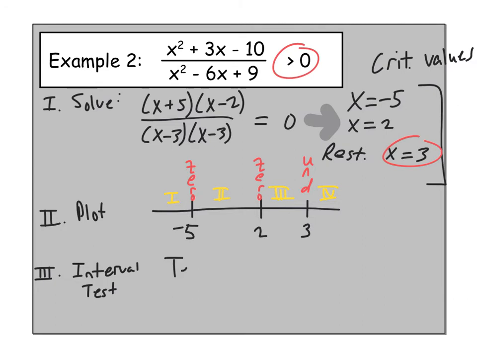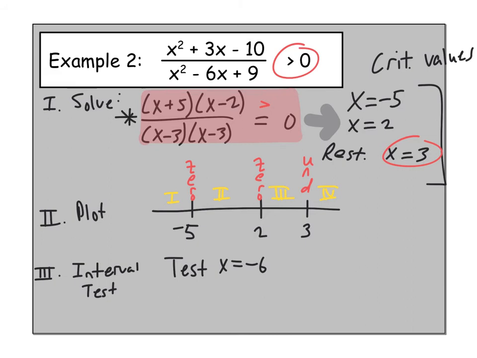Let's test in interval one. I need a number less than negative 5. I'm not going to get crazy. I'm just going to use negative 6. Okay, and when I test it, I'm going to be plugging it into the factored version right here. This is kind of going to be what I'm using to do my tests. You can do that sign chart with the pluses and minuses using the factored version much easier. Okay, so let's take a look.